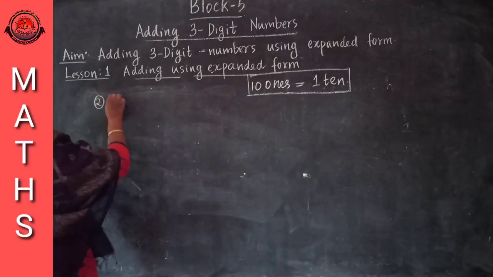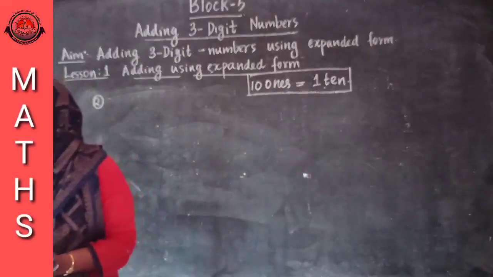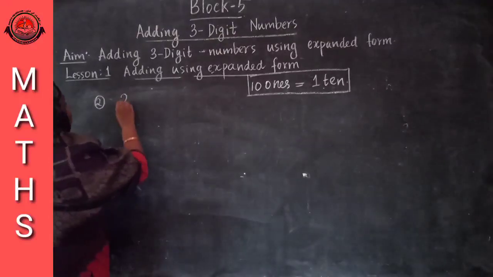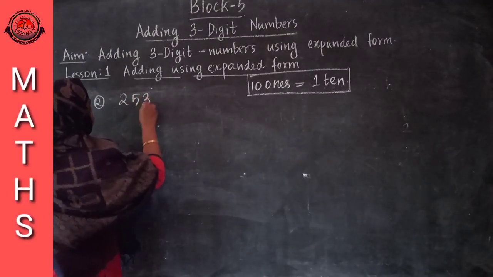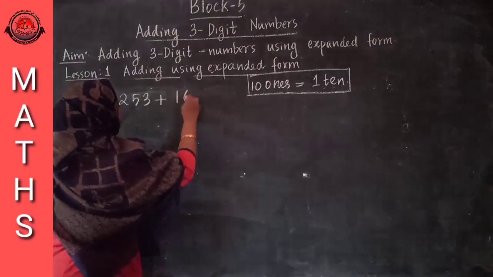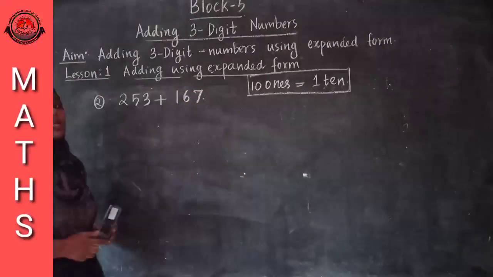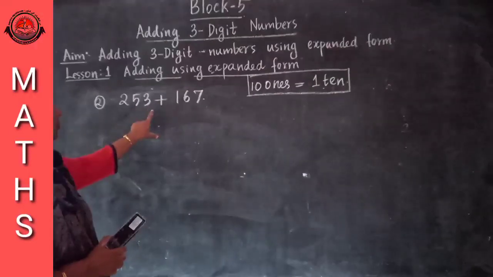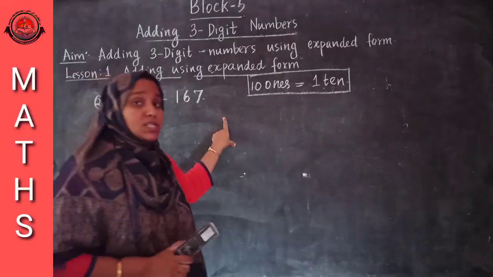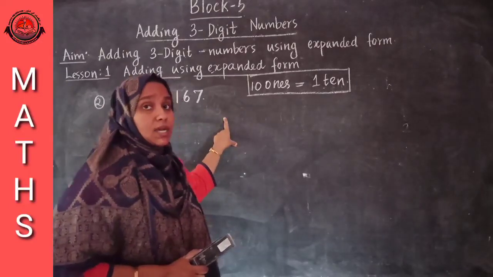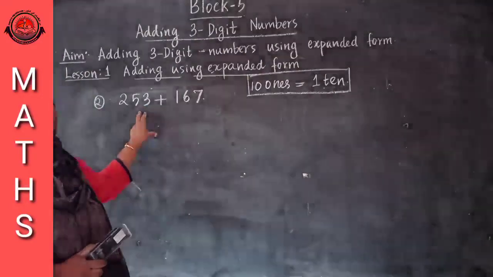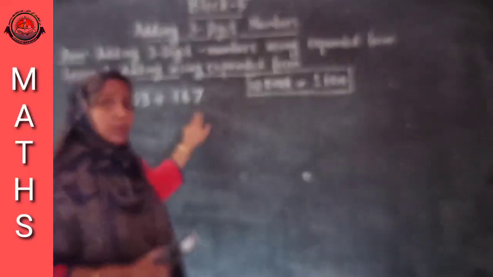Question number 2. 253 plus 167. What is the first step?